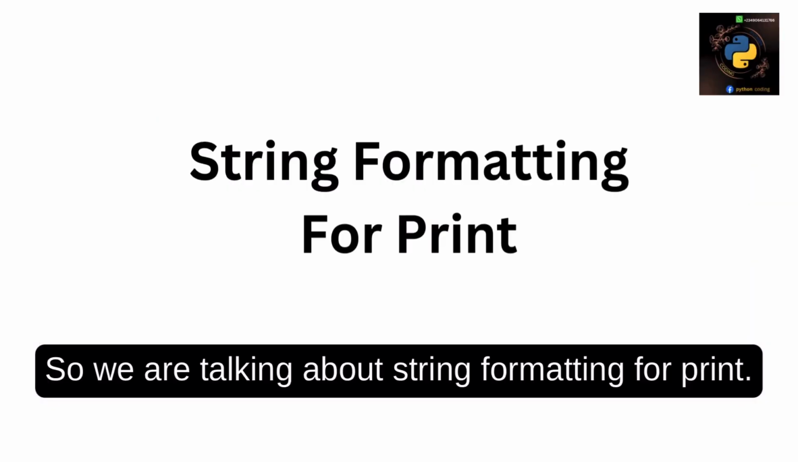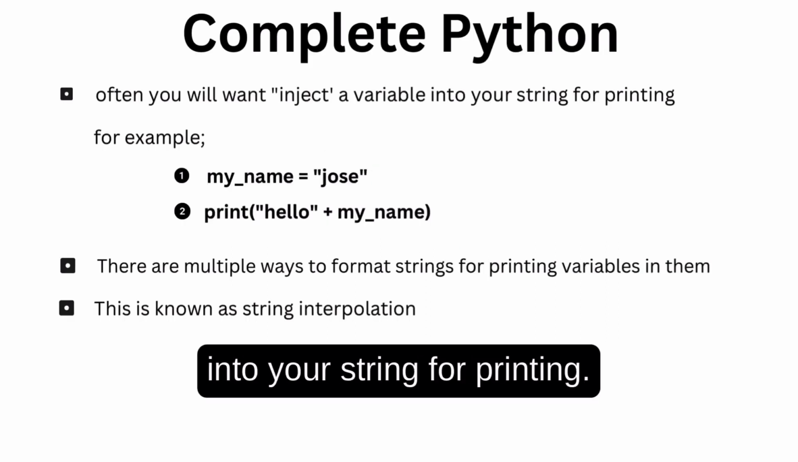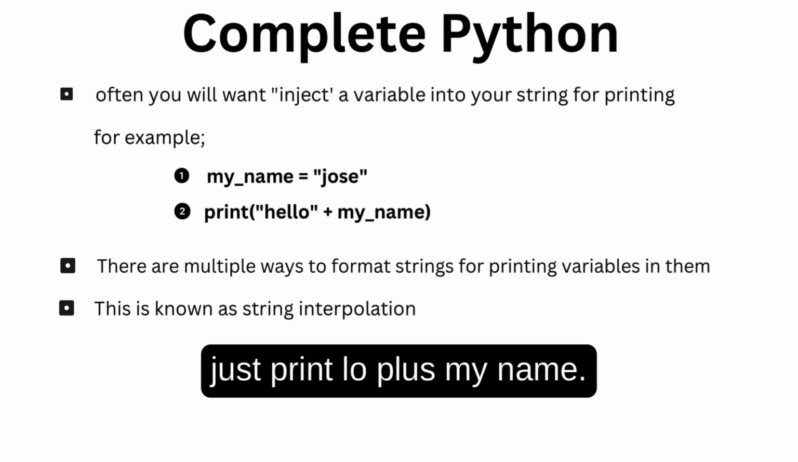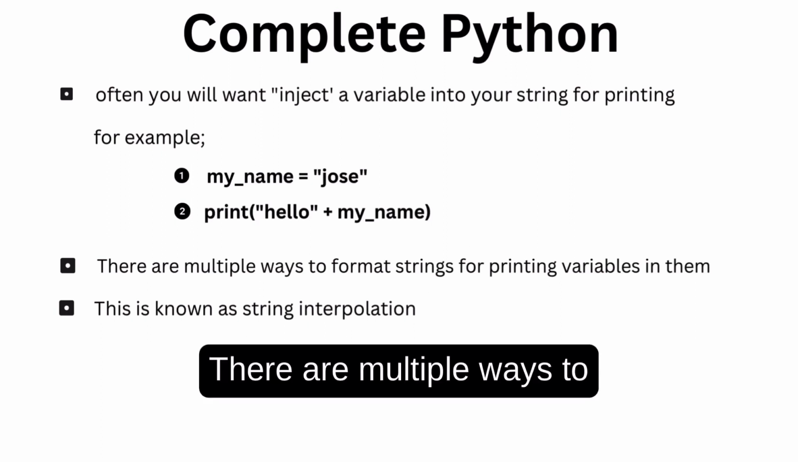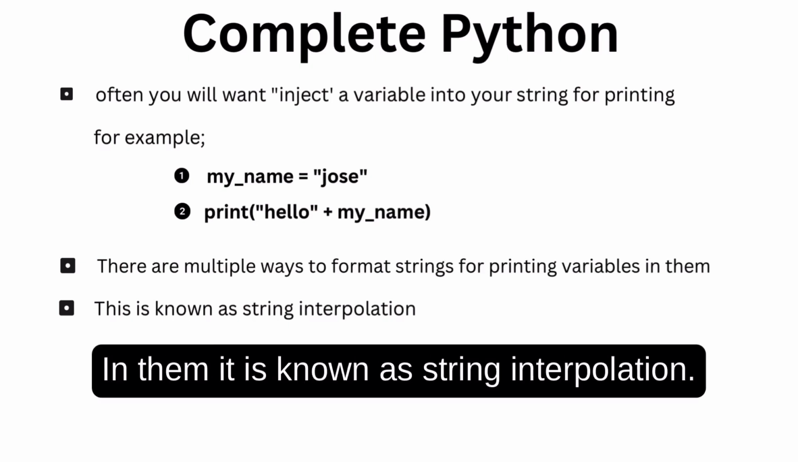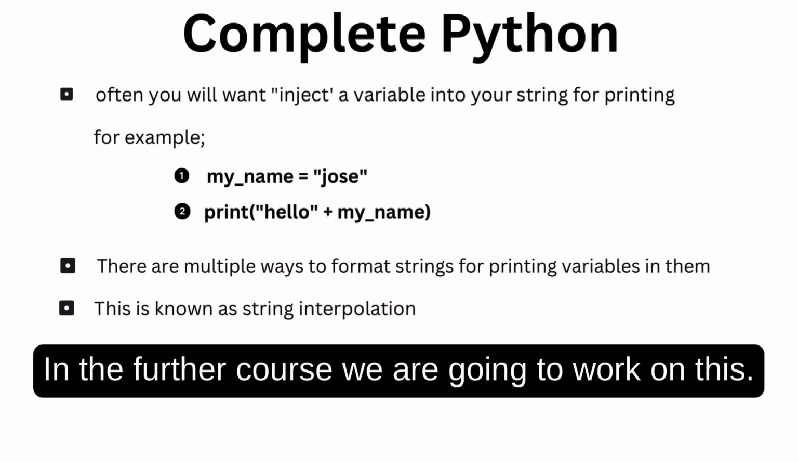So we are talking about string formatting for print. Often you will want to inject a variable into your string for printing. For example, my name is equal to Joe's, print hello plus my name. There are multiple ways to format strings for printing variables in them. It is known as string interpolation. So in this course, we are going to deal with this further on.